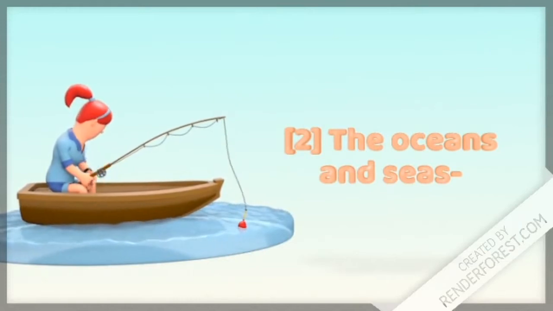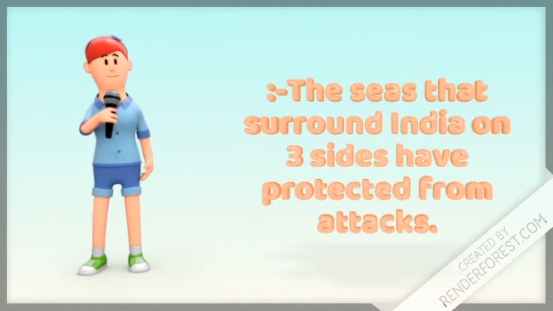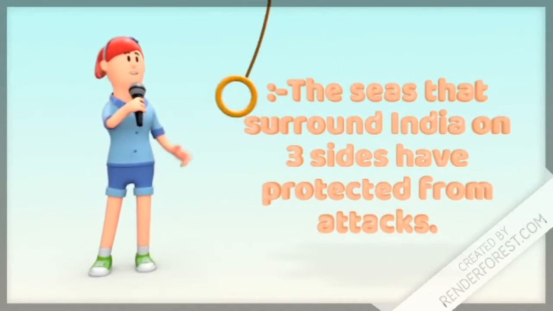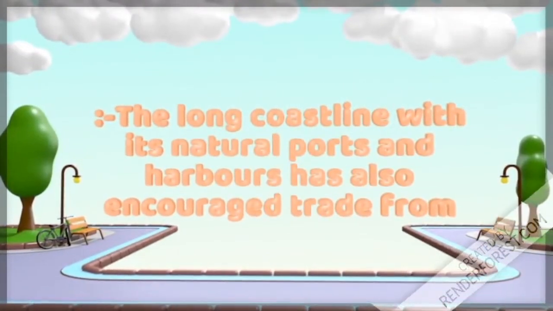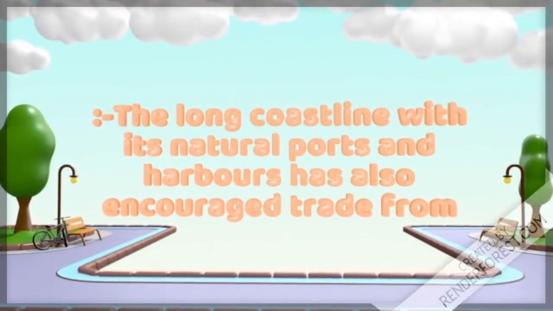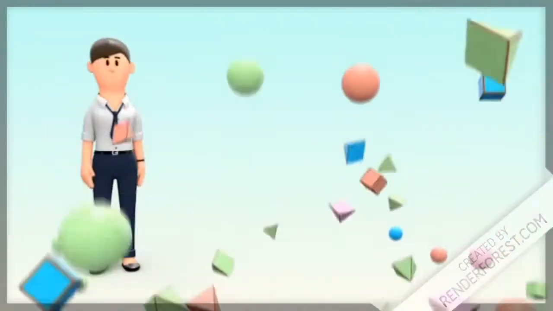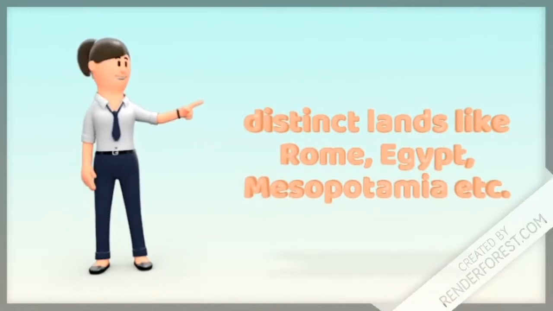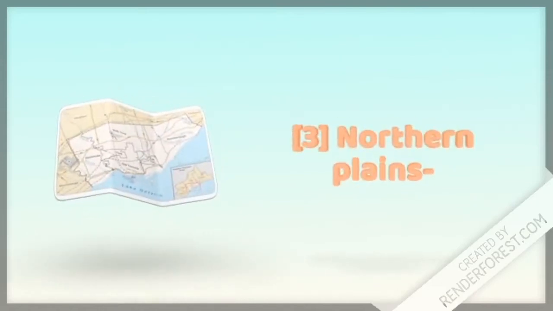Number 2, the oceans and seas. The seas that surround India on three sides have protected it from attacks. The long coastline with its natural ports and harbors has also encouraged trade from distant lands like Rome, Egypt, Mesopotamia, etc.